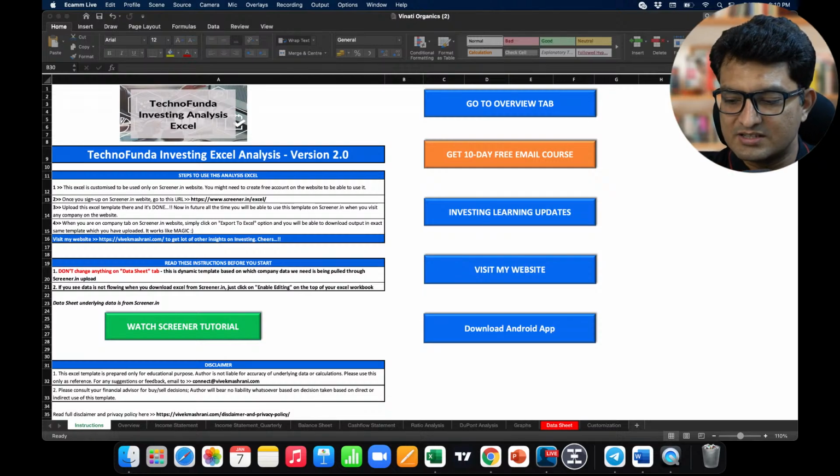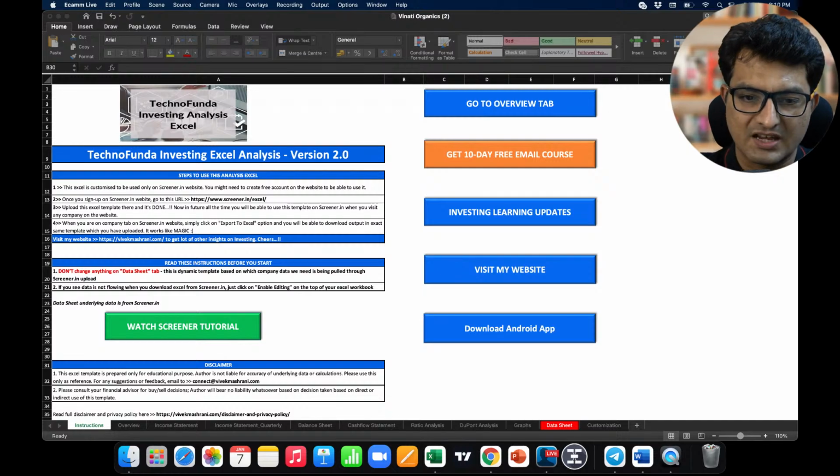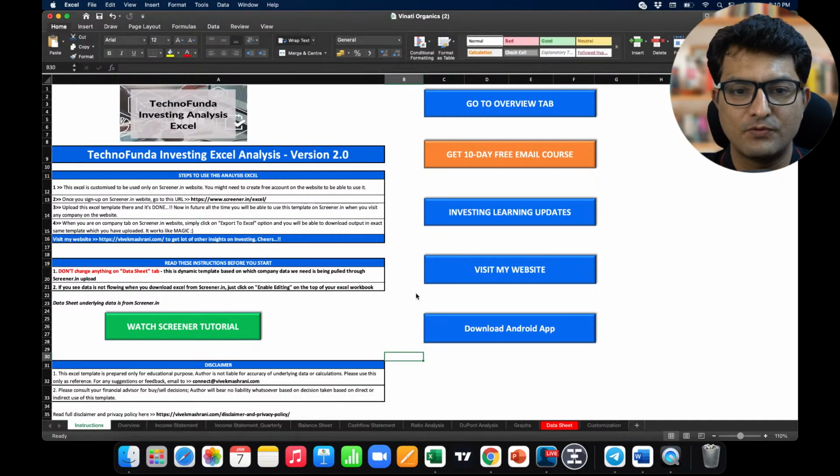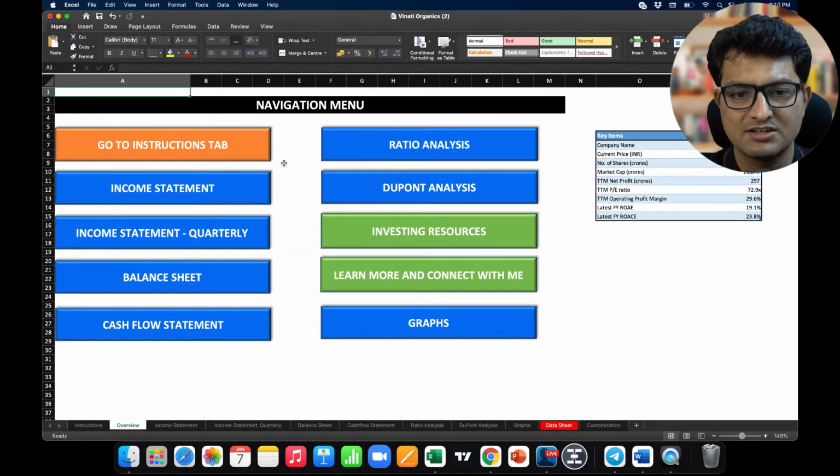Super. So this is what we need to get started. I'll just repeat for the sake of clarity, if at all you were not able to hear properly. So this is the instructions tab. Once you click on the overview tab, it will take you to the navigation menu, and all the links to different tabs are listed over there. And then you can basically navigate through all these things.